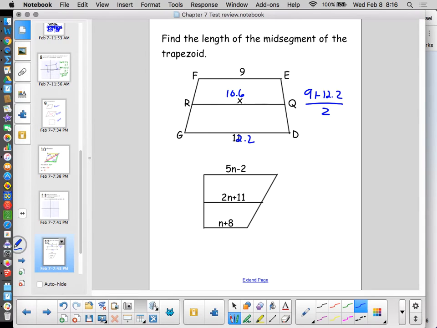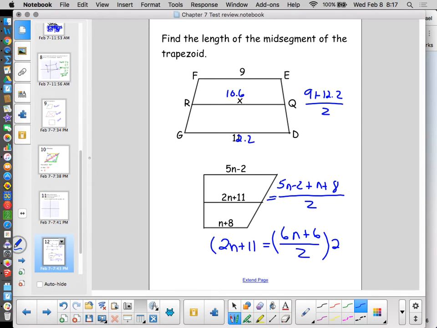How do I set this one up? Again, top plus bottom over 2, or the side. So 5n minus 2 plus n plus 8, over 2, equals 2n plus 11. Combining terms, 5n plus n is 6n. Negative 2 plus 8 is plus 6, over 2, equals 2n plus 11. Now, be careful. I don't just cancel this 2 with the 6 or the 2 with the 2. The best thing to do here is to get rid of it by multiplying through by 2.